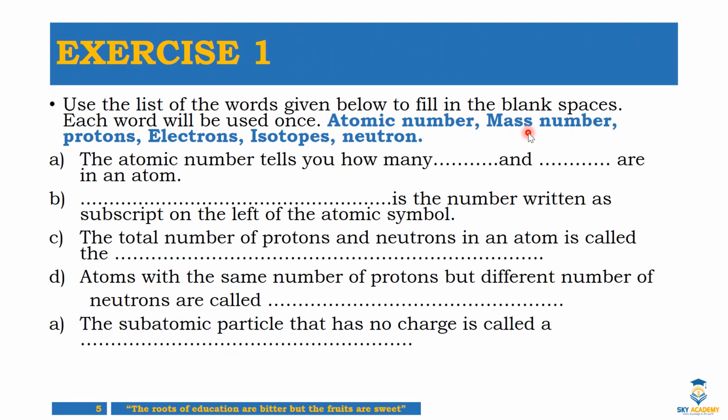See? Okay, we have another one. The subatomic particle that has no charge is called... This one also you need to know. You know the subatomic particles. The main ones are three: protons, neutrons, and electrons. And the one which has no charge is the neutron. So you fill in neutron here, and then our exercise has finished. So we can continue with the session.